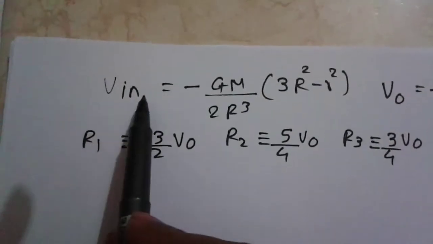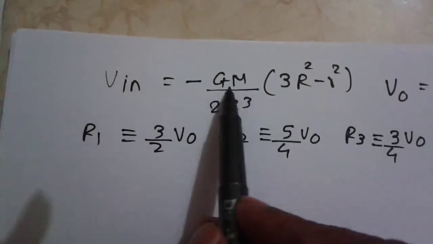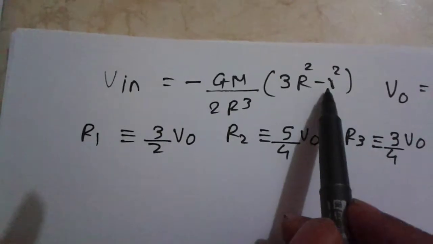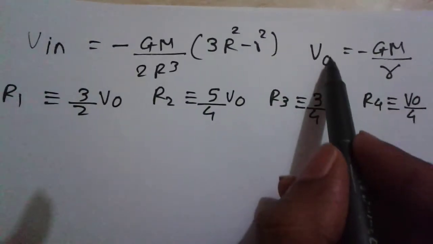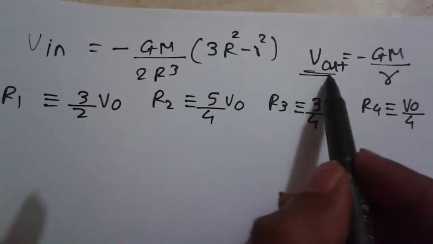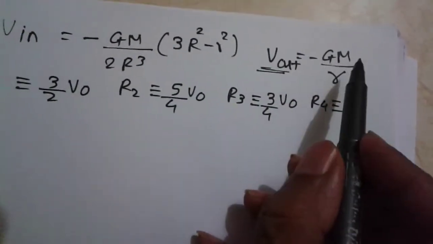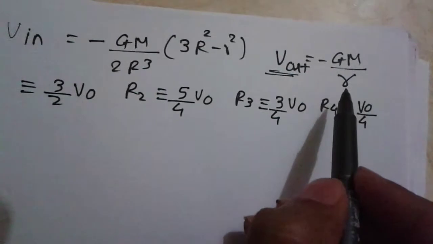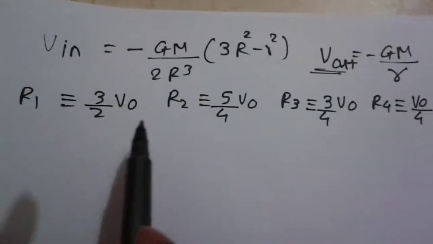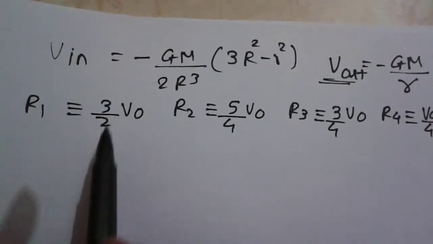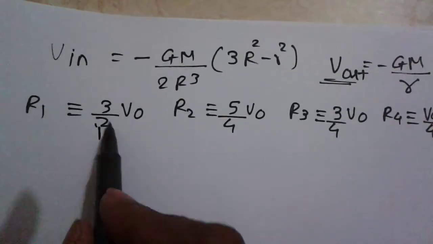We use the formula V in, the potential inside a solid sphere, given by this formula, where small r is the distance from the center. And V out, not V0, it is V out, at any point outside the sphere, the formula of electric potential will be given by minus GM upon R, where R is the distance from its center. Look at this value, this is greater than V0, so this point must be inside.